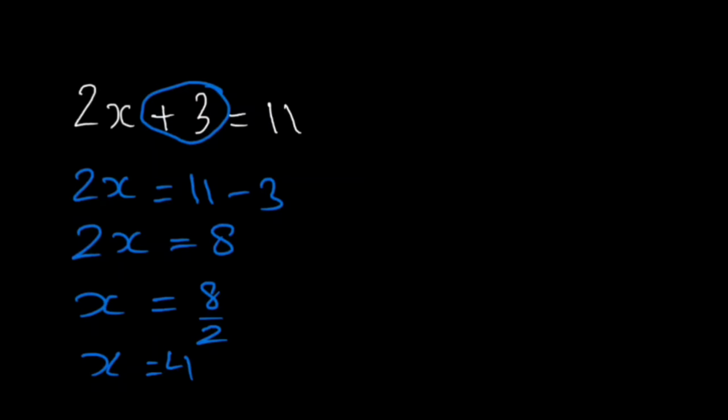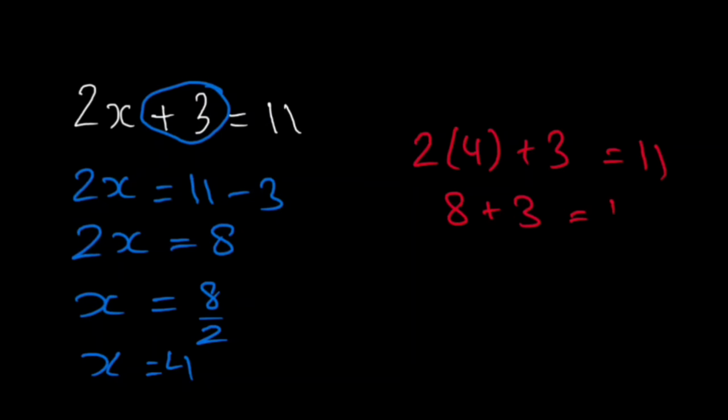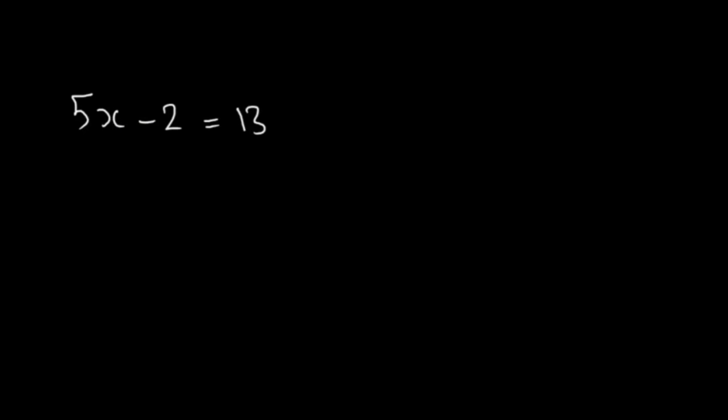We can also confirm this. Since x is equal to 4, the equation becomes 2 into 4 plus 3. 2 into 4 is 8, and 8 plus 3 is equal to 11. Alright, let's look at the next one.